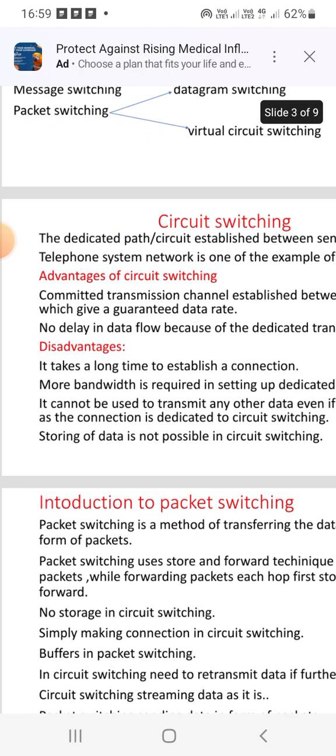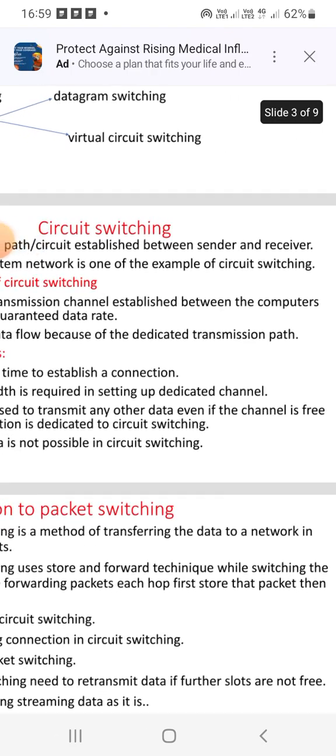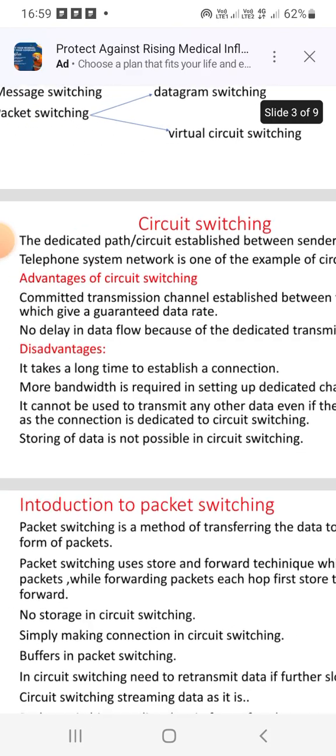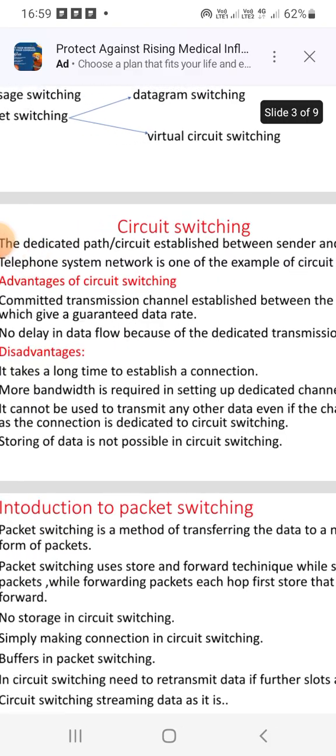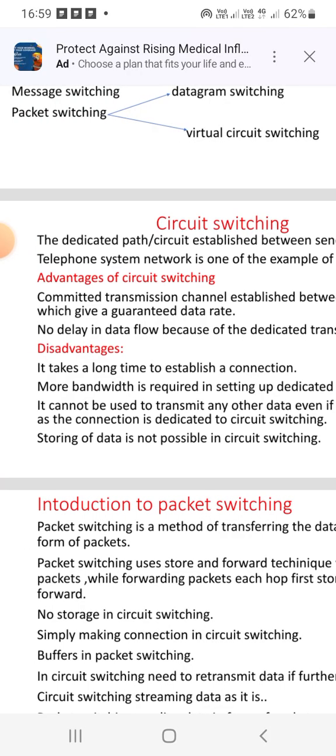Circuit switching. What is meant by circuit switching? A dedicated path or circuit is established between sender and receiver. Telephone system network is one of the examples of circuit switching.